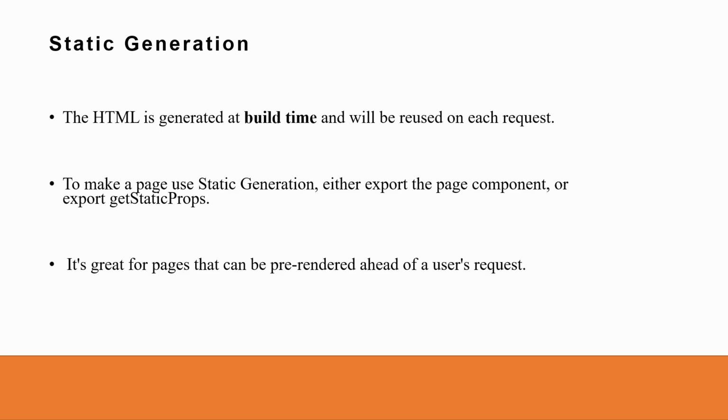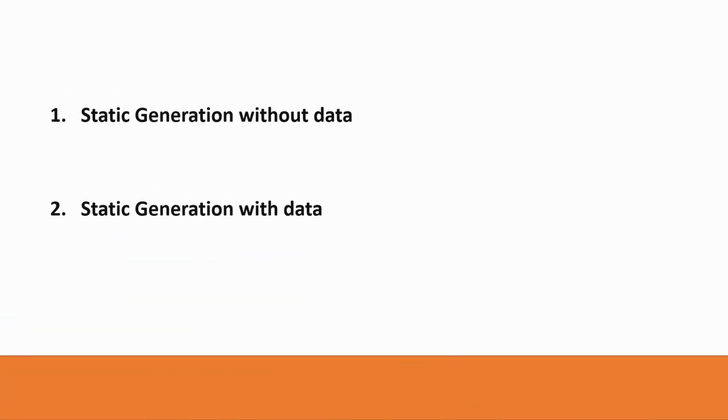We have two methods of static generation: with data and without data. Without data means we don't need to fetch data externally, like from a content management system such as Strapi or WordPress. Without data means we don't need to get the data from external sites. With data means we need to get the data from external sites.